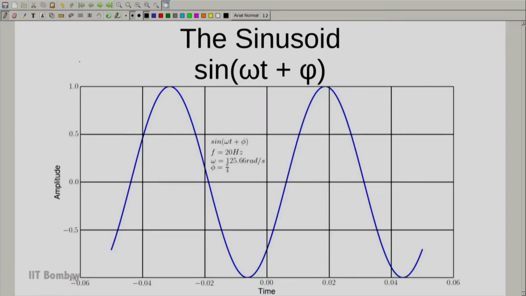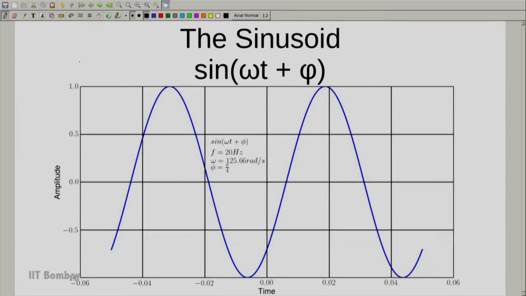And in this video, we're going to talk about some basic signals that we will see very frequently in the course. And first, we look at the sinusoid. You can see in the plot that we have a sinusoidal signal, and symbolically, it's written as sine of omega t plus phi. And in these, we see various quantities.